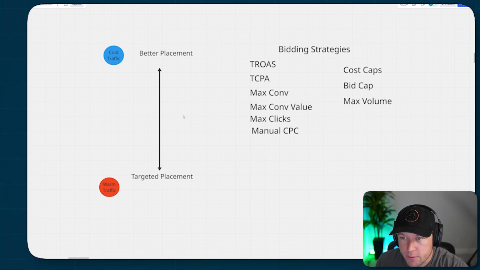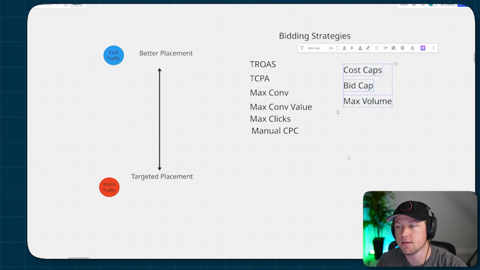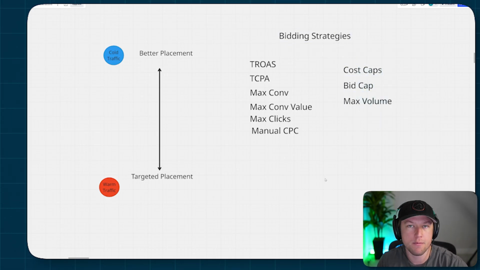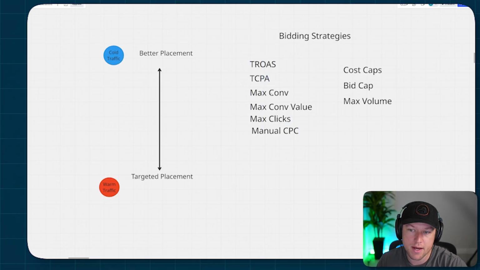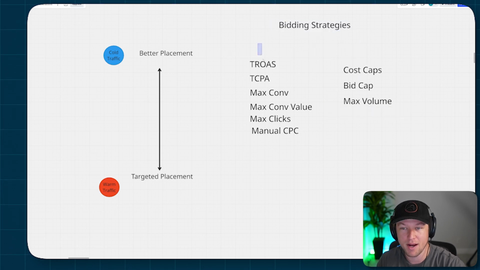The first thing I want to cover is the differences between these strategies. So this is Meta: cost caps, bid cap, max volume. That will give you the general consensus around the sales campaigns. There are more, but this is just the general idea. The same thing over here, but for Google: tROAS, tCPA, max conversions, max conversion value, max clicks, and manual CPC. I know there are more bidding strategies for Meta, but I'm going to go over Google because it's very specific, and then I'll apply this to Meta as well, and you will understand how that functions.